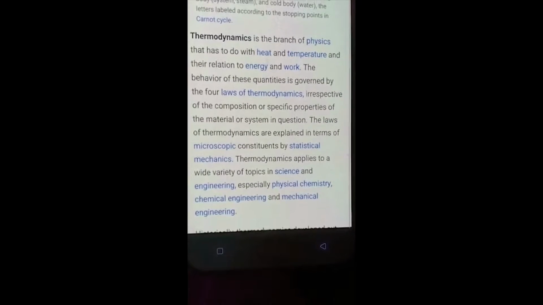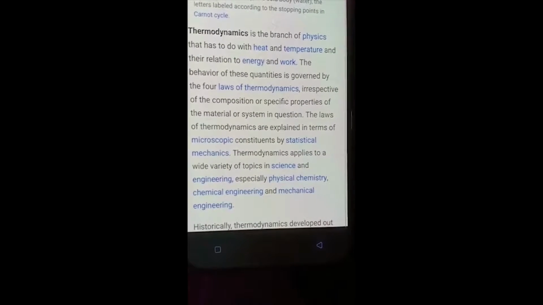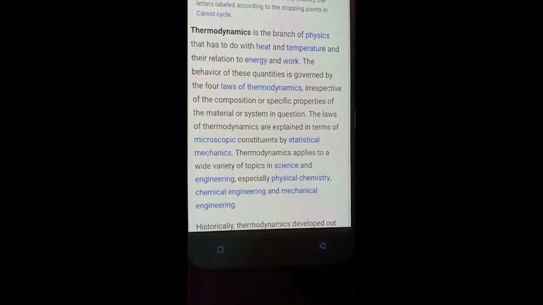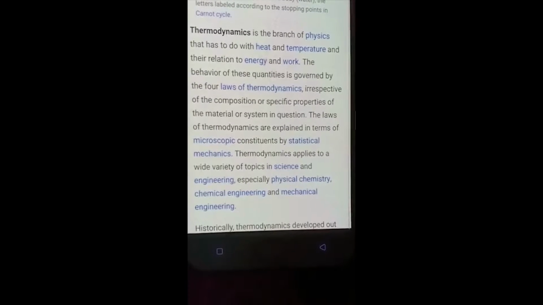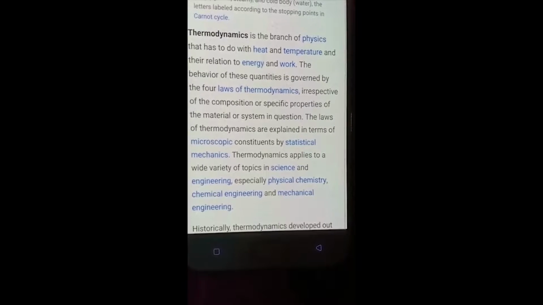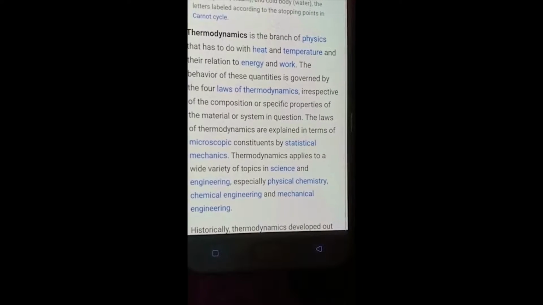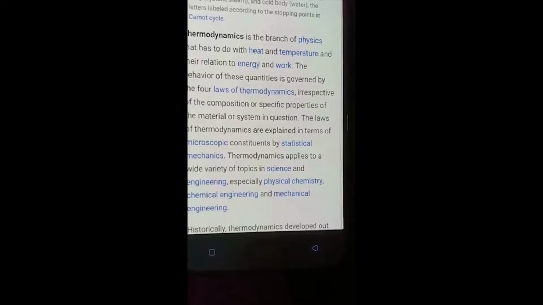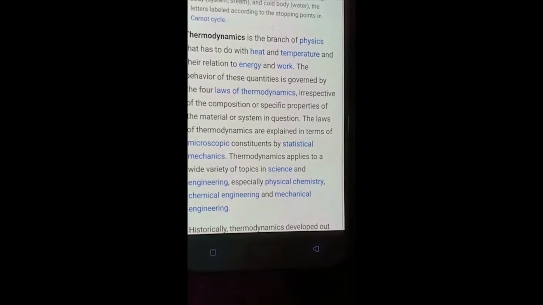Thermodynamics is the branch of physics that has to do with heat and temperature and their relation to energy and work. The behavior of these quantities is governed by the four laws of thermodynamics, irrespective of the composition or specific properties of the material or system in question.